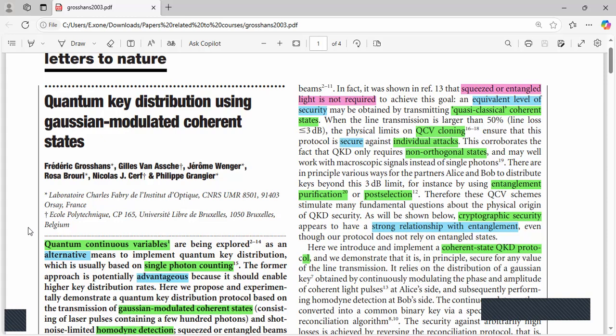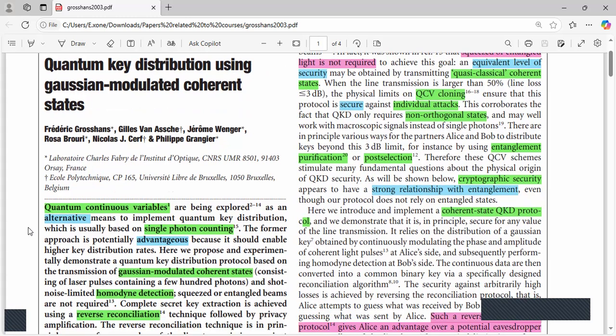And Alice and Bob can use some error correcting techniques and some privacy amplification to eliminate these errors and eliminate the information that is stolen by Eve. And this gives us the advantage of using the non-orthogonal states over the orthogonal states.